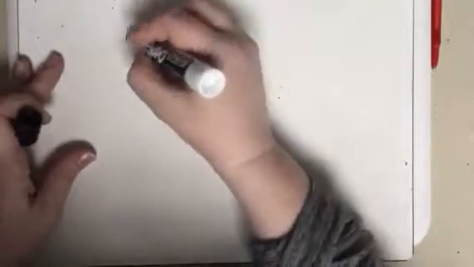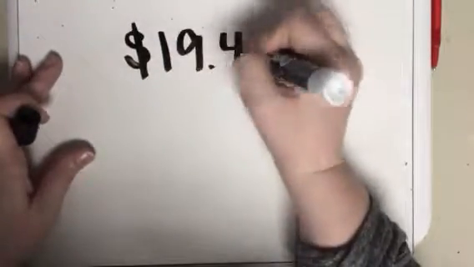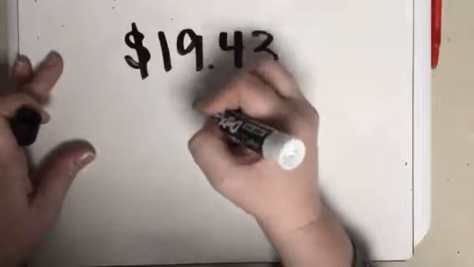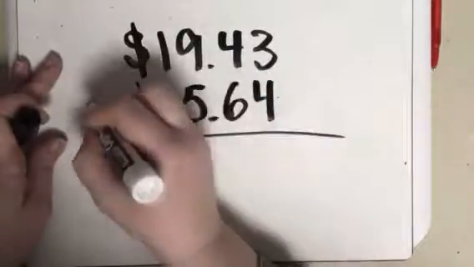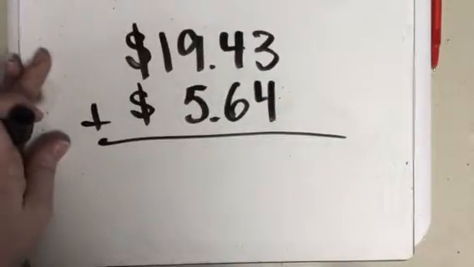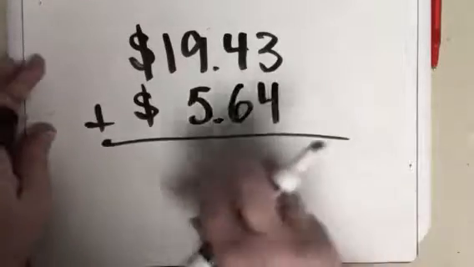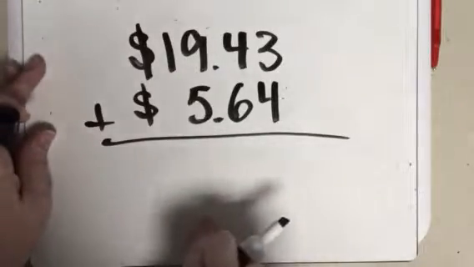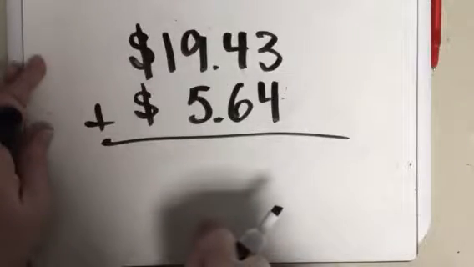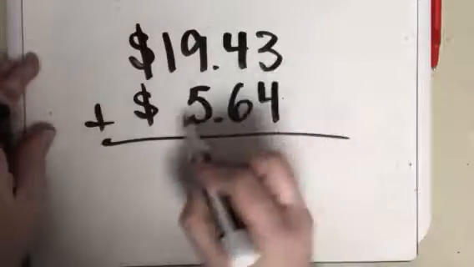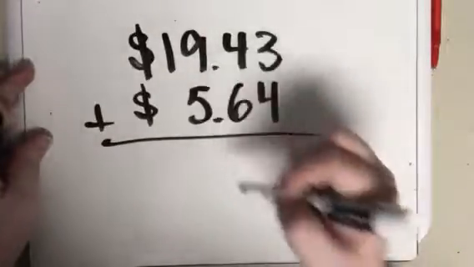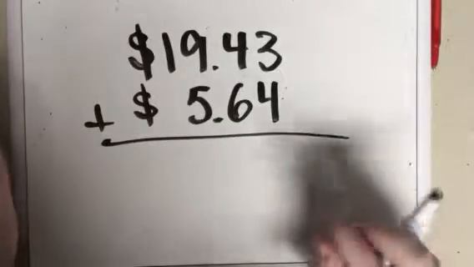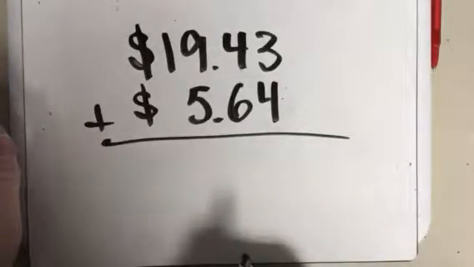So let's say they said estimate the sum of $19.43 and $5.64. Let's say they said estimate the sum, okay? If they just said estimate the sum, I am not going to find the exact answer. Also, if they just said estimate the sum, you can choose whatever you want to round to. Normally when we're rounding, they always say like round to the nearest dollar or round to the nearest 10 cents. But when they just say estimate the sum, you get to choose what you want to round to.